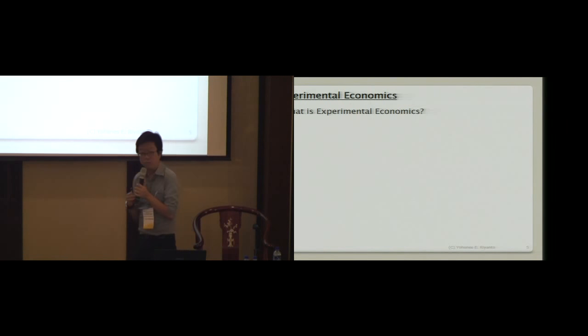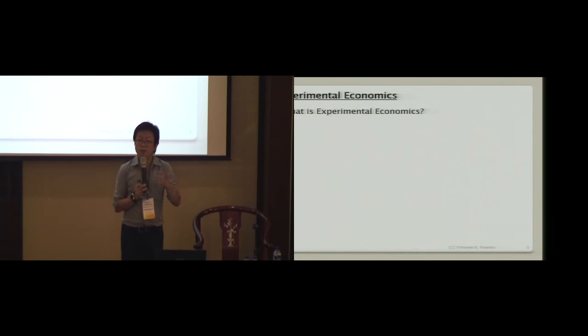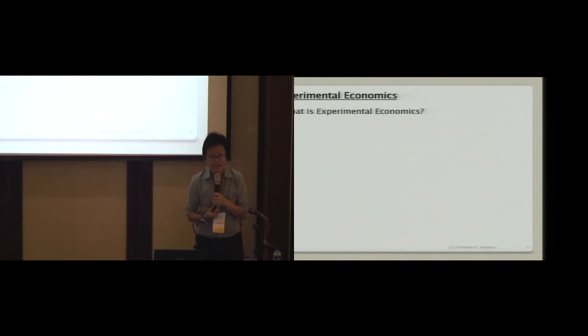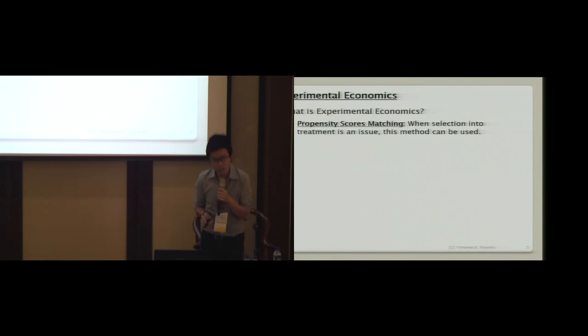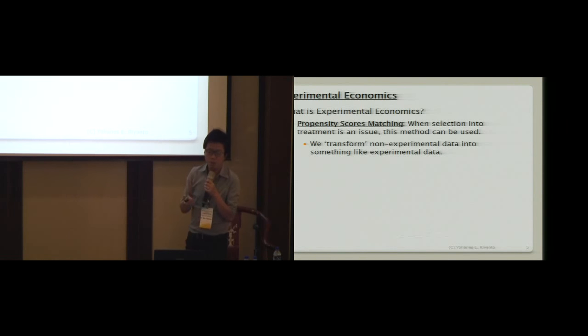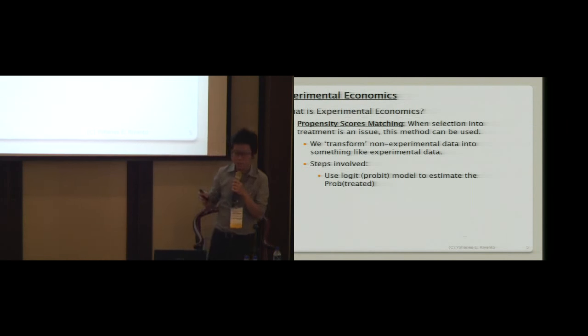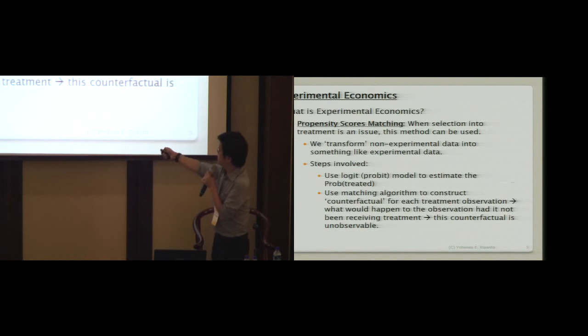Okay? So now, what if there is a problem of selection. Selection into the treatment, like government policy, ideally it has to be, in a way, that selection into that treatment is random. But in the real world, it's very difficult to get that. Okay? Sometimes there is a technique that people use, propensity score matching. So when selection into treatment is an issue, people use propensity score matching. So what they do, they transform non-experimental data into something like experimental data. So the steps involved: usually they use a logit or probit model to estimate the probability of being treated, and then use matching algorithms. Stata has this kind of module to construct counterfactuals for each treatment observation.